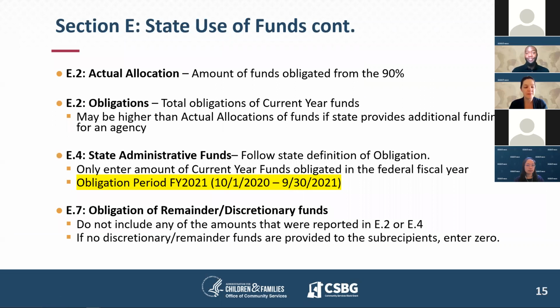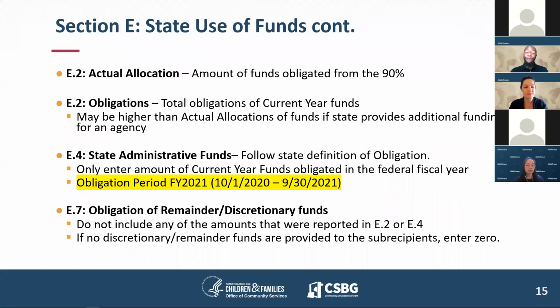So in E1, actual allocations, this is the amount of funds actually allocated of the 90% in the year being reported on. When completing the CSBG regular report, this should include CARES and disaster 90% allocation as well. In E2 obligations, this is the total obligations of current year funds, which is the FY21 award. These obligations should not include carryover from any prior year. We're looking for how much was spent of the allocation awarded to the subrecipients. This may be higher than the actual allocation of funds if the state provides additional funding for the eligible entity.